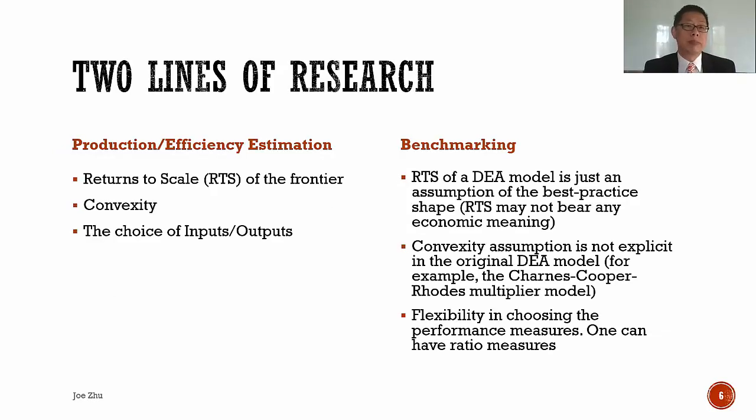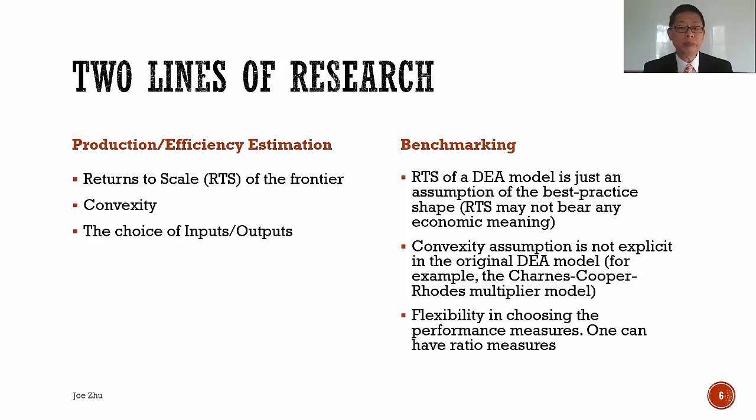In my view, there are two lines of research in DEA. When you read the papers, sometimes they talk about production and efficiency estimation. The other line is benchmarking in general. On the production side, you will see returns to scale, constant or variable returns to scale, and then the assumption of convexity. And of course the choice of inputs and outputs is very important because you're talking about production. You want to make sure the inputs that you choose will have an impact on the outputs.